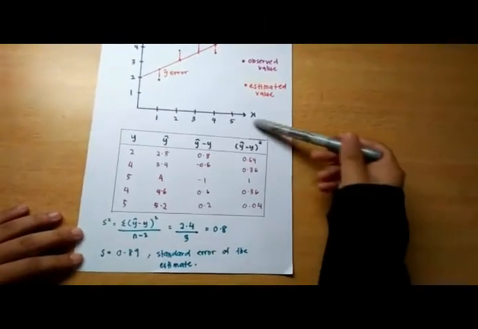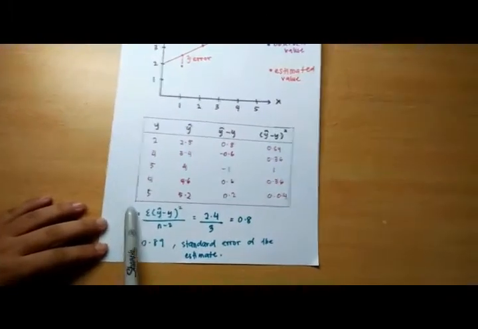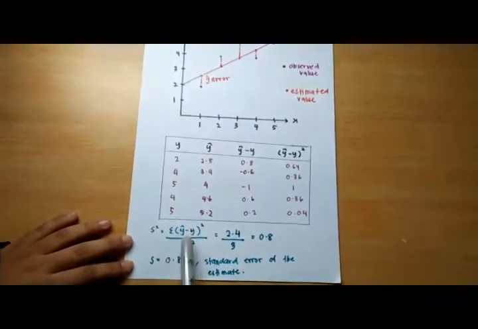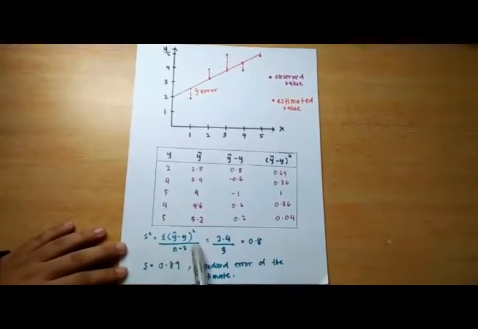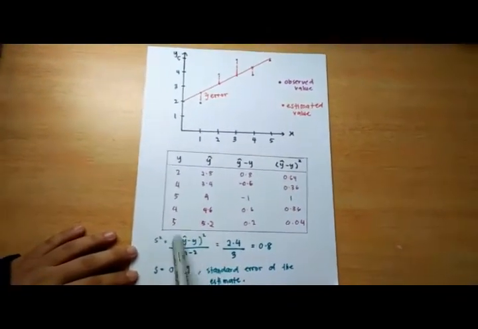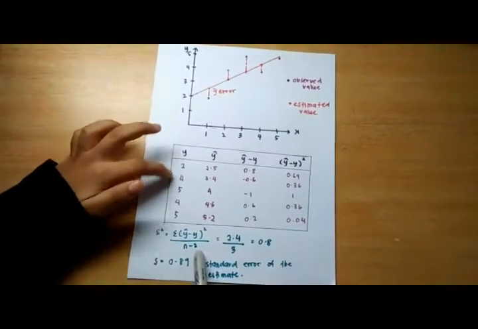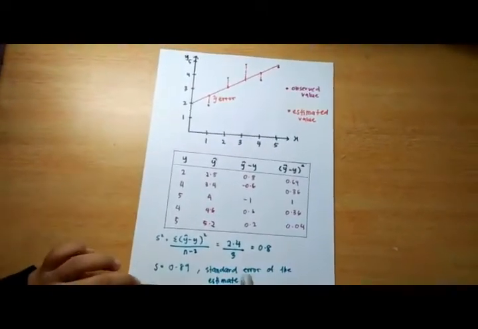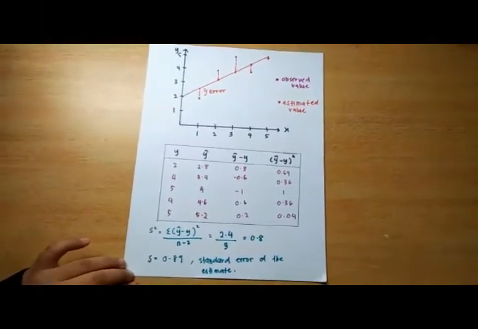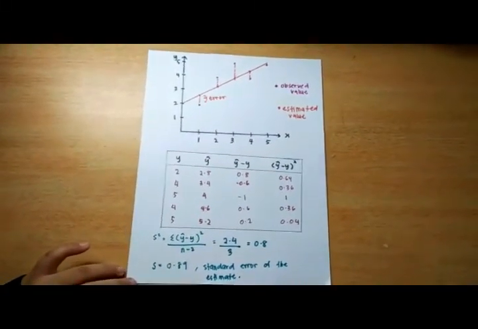Then we substitute these values into the formula. The variance equals the total of the estimated value minus the observed value, squared, divided by n minus 2. So we get 2.4 as the total of this, and 3, that is 5 minus 2, because we have 5 values. So the answer is 0.8. And if we want to find the standard error of the estimate, we just take the square root of the variance. Okay, thank you.